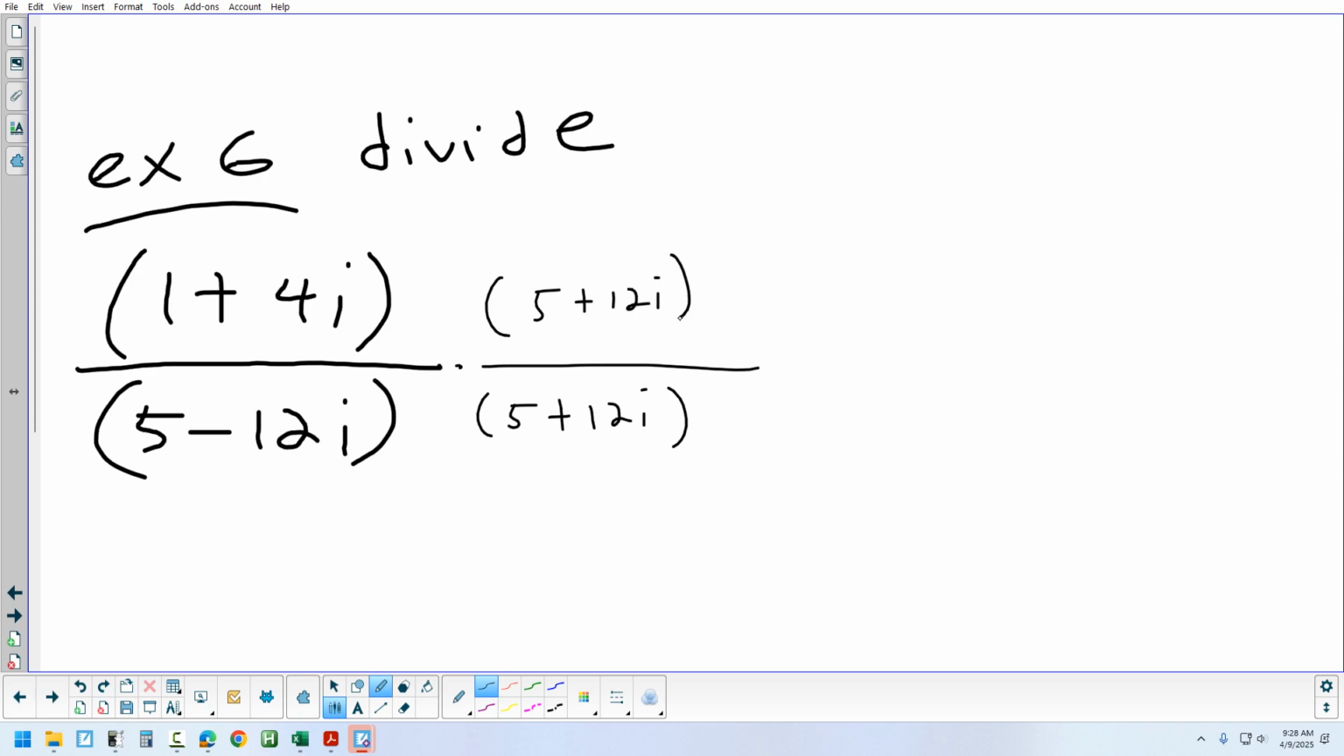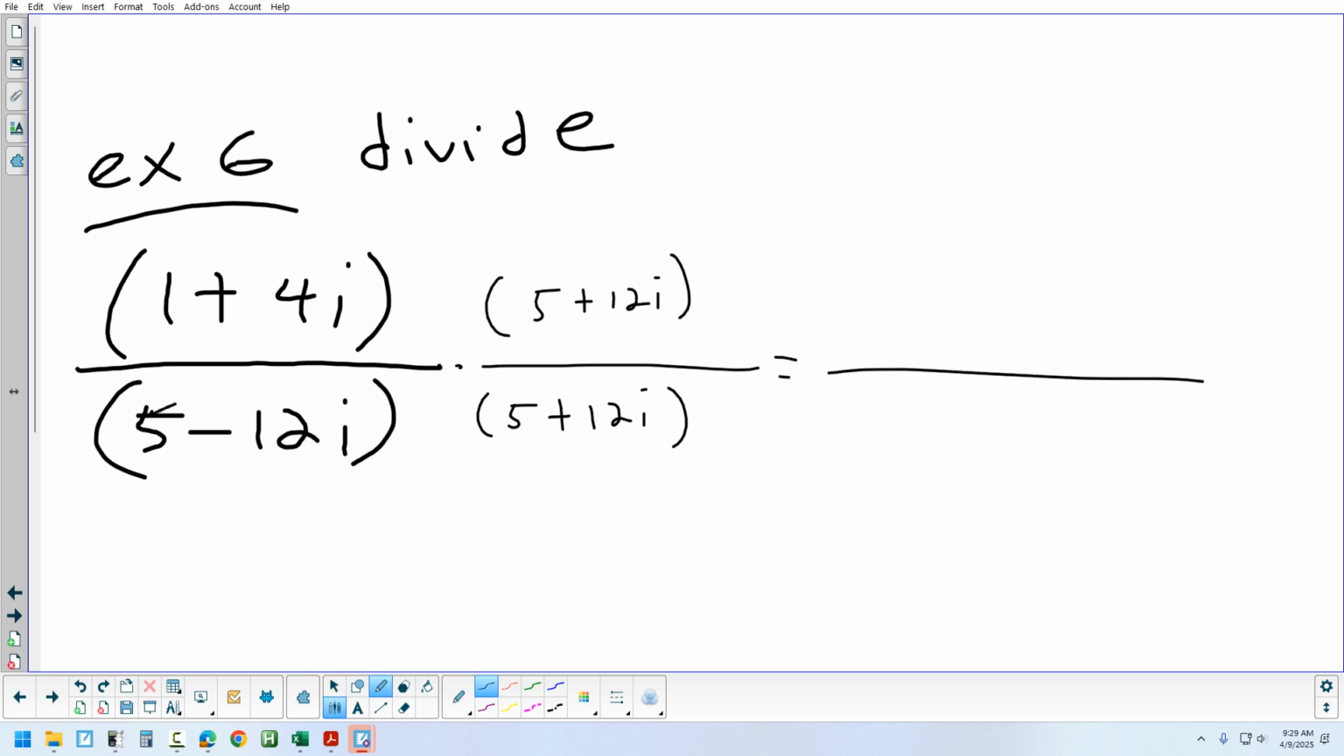Now, when you start to get faster at these, I can already tell you what the bottom is going to come out to. It's 169. It follows a certain pattern when you multiply this times that. But we don't have to learn any shortcuts if it's confusing. You basically just square this number, you square that number, 25 plus 144, and that's your answer. But if that's too much to think about, let's just multiply it out.